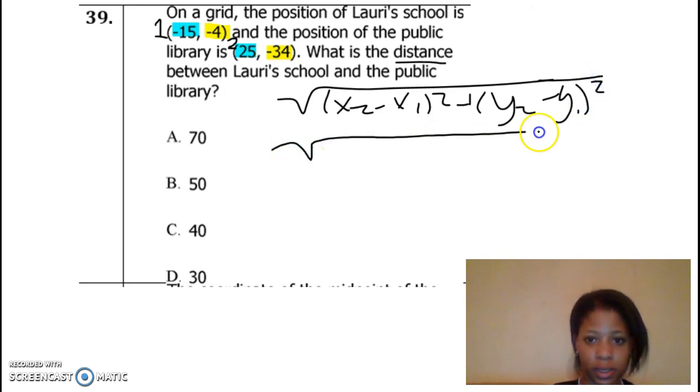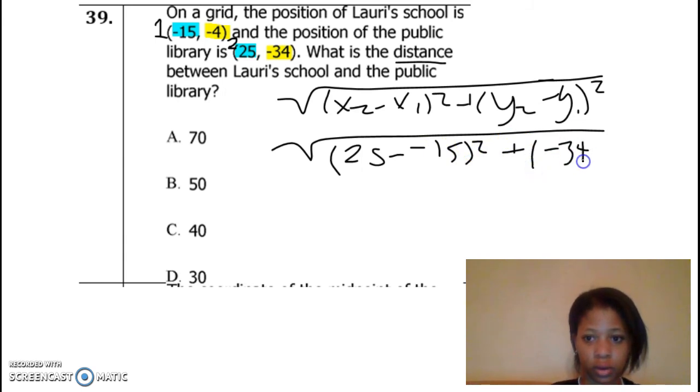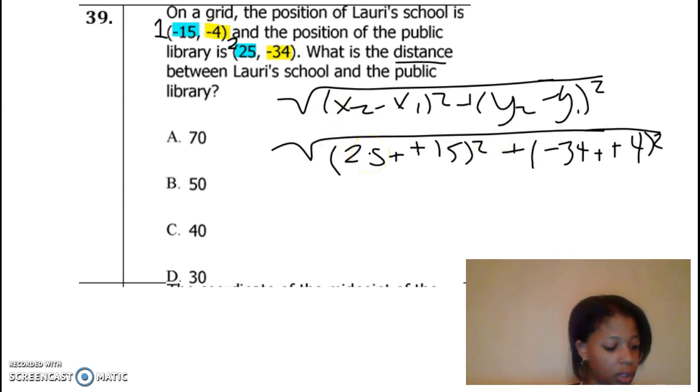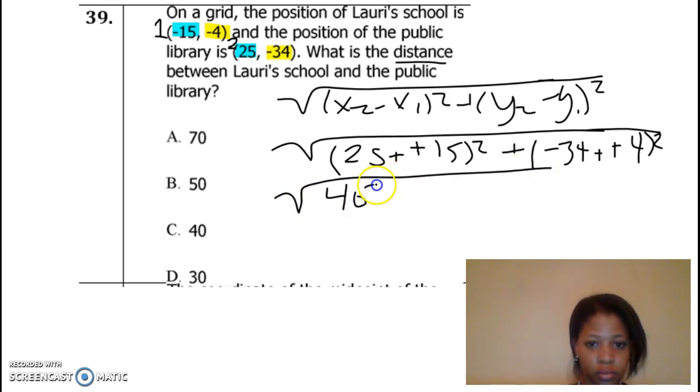Okay, so first I'm going to plug in those values. x2, I'm going to say is 25 minus negative 15 squared, and then plus y2, negative 34 minus negative 4 squared. So remember, whenever we have a negative and a negative right next to each other, they're both going to turn into positives. So I'm going to turn both these negatives into positives. So 25 plus 15 gives me, what, 40? Yeah. So then the square root of 40 squared.